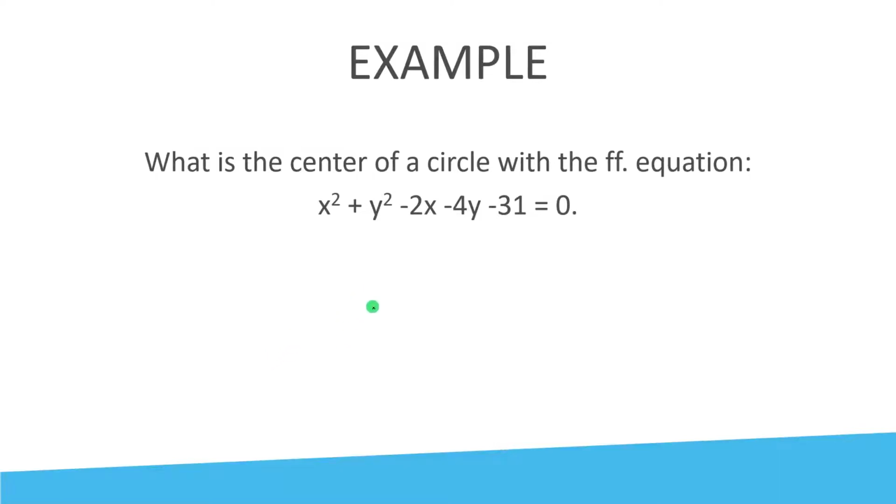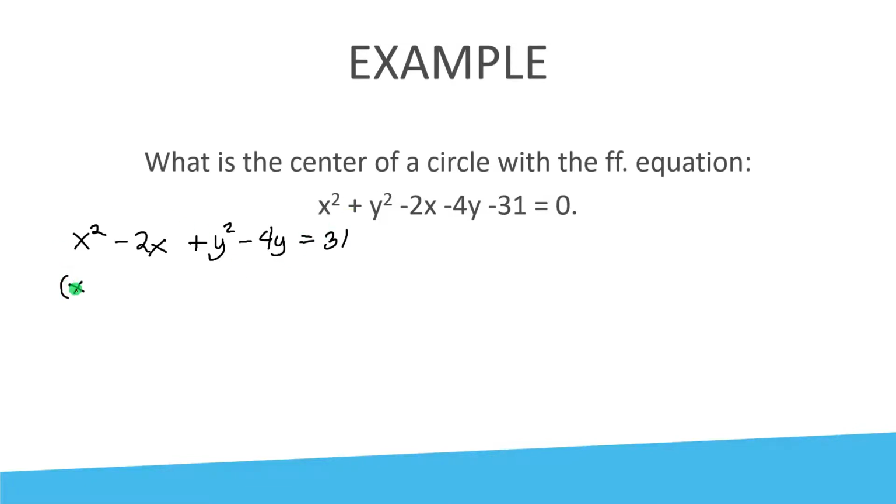Center of a circle, change it again, this general equation to standard form. Okay, let's just group those terms with x variable and also with the y variable. Then negative 31 will be positive 31 if we move that on the right hand side of the equation. By completing the square again, let's make a grouping.